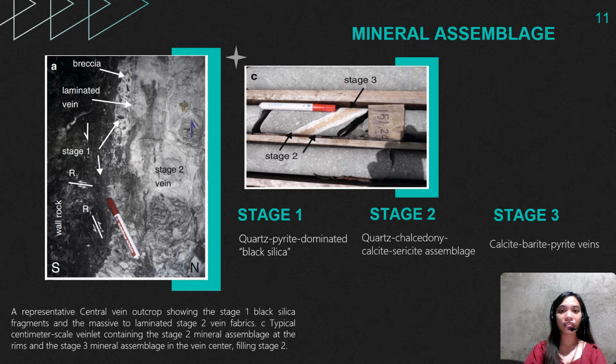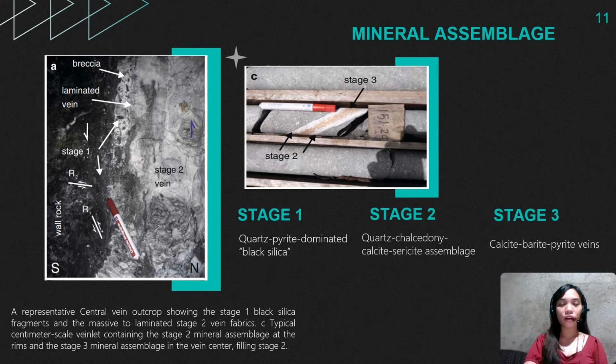There are three mineralization stages in the Kuo mine. Stage 1 is represented by the barren quartz pyrite-dominated black silica, which occurs mainly near the vein selvages. Stage 2, the quartz chalcedony calcite sericite assemblage, formed as the dominant filling of most of the auriferous veins. If such veinlets come into contact with the cavities from stage 2, the cavities are filled with calcite barite pyrite, forming the stage 3 assemblage.